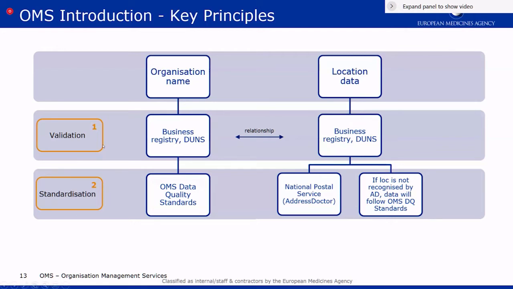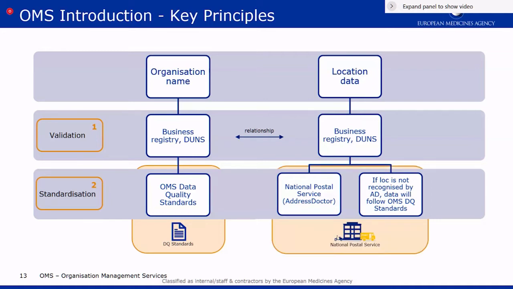Once the validation is done, we go into the standardization process, and for organization name, we use our OMS data quality standards, where we're not changing the meaning of the data, we're just standardizing the way the data is written and added to our system. And when we talk locations, we actually have major support from the National Postal Service. So all the locations that we publish follow the local standards. We use the information provided by each and every postal service, and this is how we publish our locations, with the standards provided by each country.